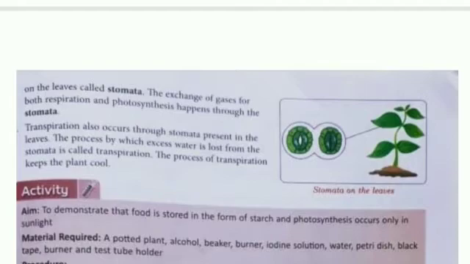Transpiration also occurs when evaporation occurs through the leaf. It is called transpiration. Transpiration also occurs through the stomata present in the leaves. The process by which excess water is lost from the stomata is called transpiration. It is actually evaporation, but in the case of a leaf, we call it transpiration. The process of transpiration keeps the plant cool also.